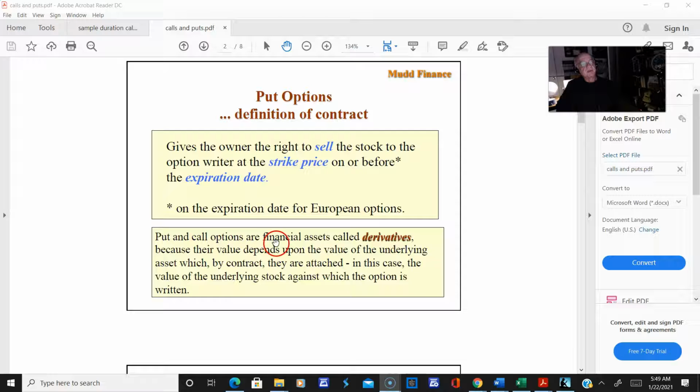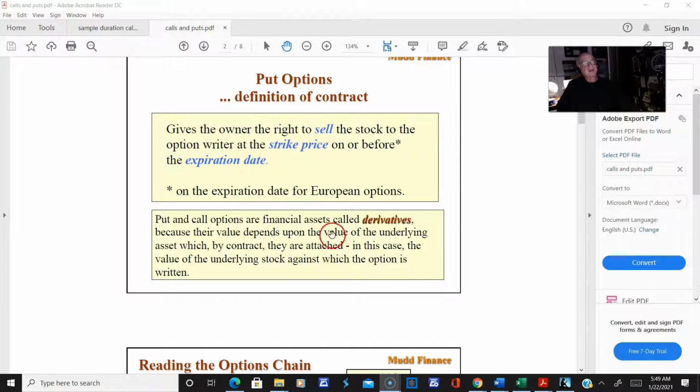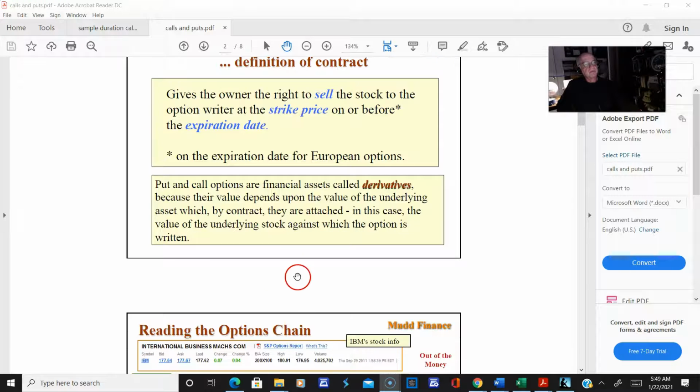Put and call options are financial assets called derivatives, financial derivatives, because their value depends upon the value of the underlying asset. Their value is derived from the value of the underlying asset, to which they are attached by contract. In this case, it's the value of the underlying stock. As I said, it doesn't have to be a stock. There are hundreds and hundreds of different types of derivatives. Financial derivatives is a general term.